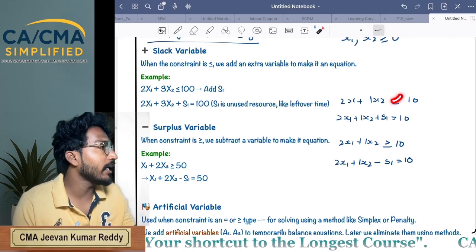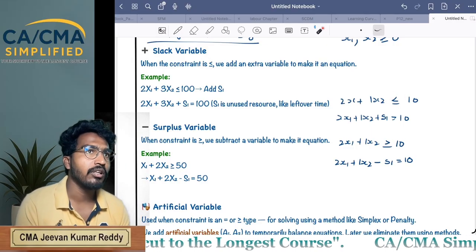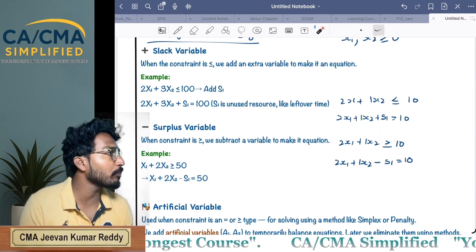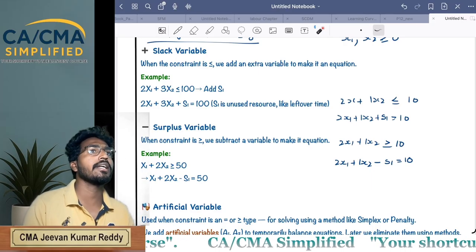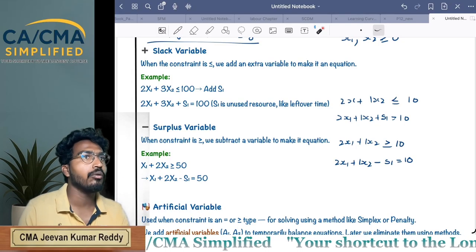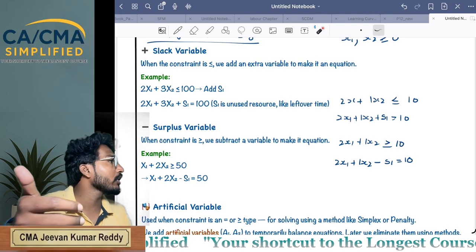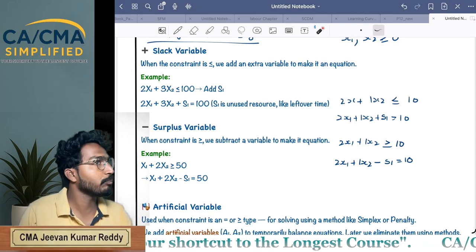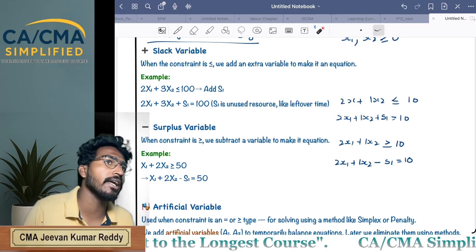To remove less than and greater than symbols, we use slack variable and surplus variable. If it is a slack variable, we use plus symbol. If it is a surplus variable, we will minus it. Surplus means the amount is already high, we need to deduct it. If it is slack, that means the amount is already short, we need to add it. We need to add slack variable, we need to deduct surplus variable. If greater than symbol is there, use minus. If less than symbol is there, use plus. Did you understand? Am I clear? Very good.